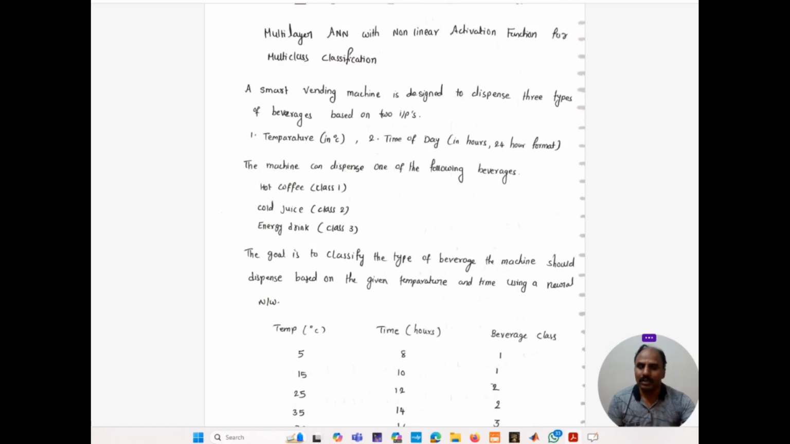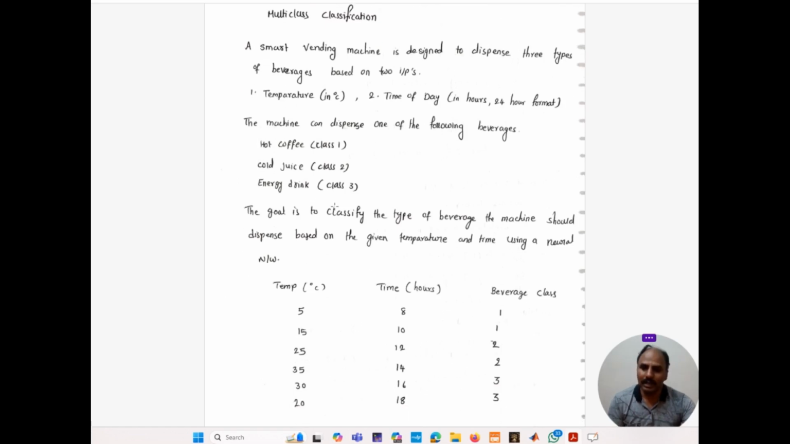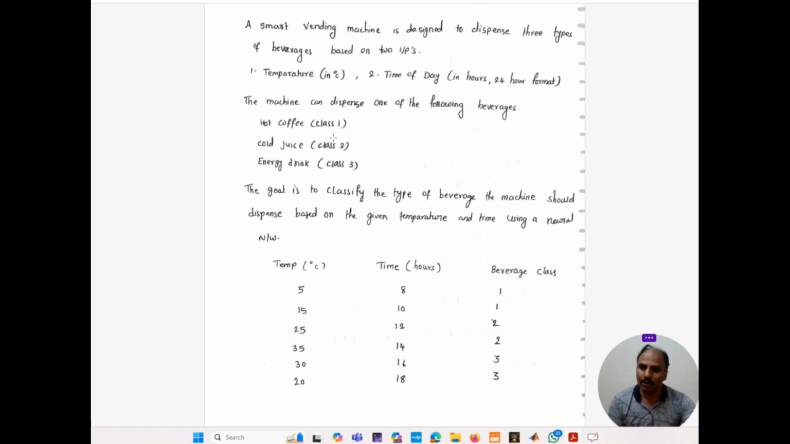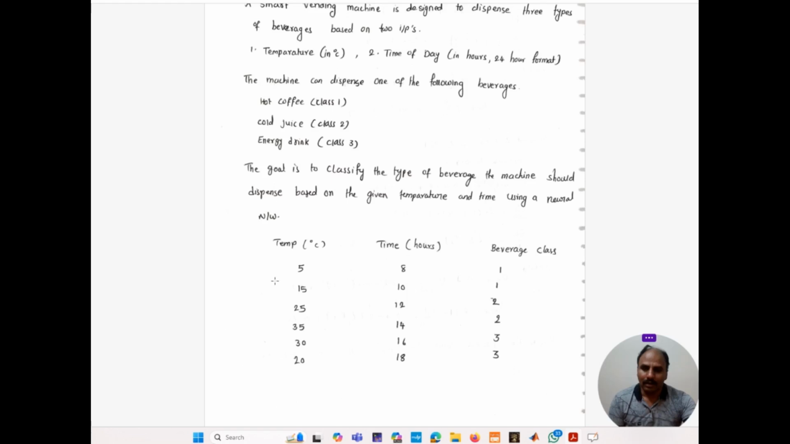Hot coffee means the time is in the morning and the temperature is very low, then we offer hot coffee. During the summer afternoon, at 25 degrees centigrade and after 12 o'clock, we offer cold juice. And at night, when the temperature is 20, we offer energy drink. We have to classify upcoming data based on this past available data.